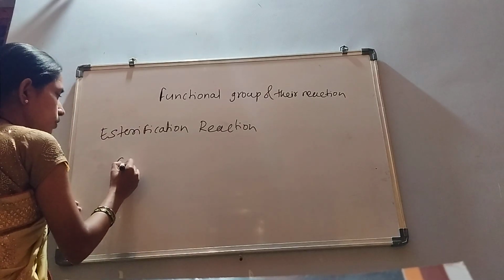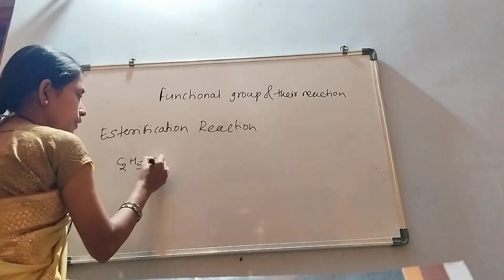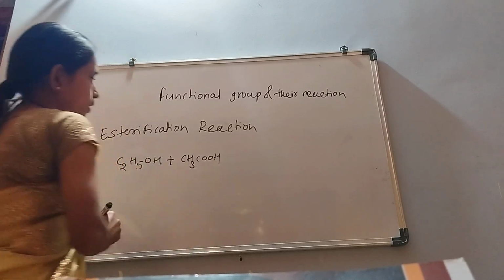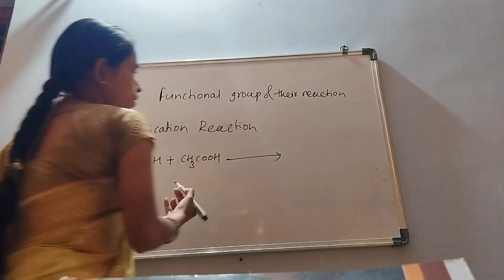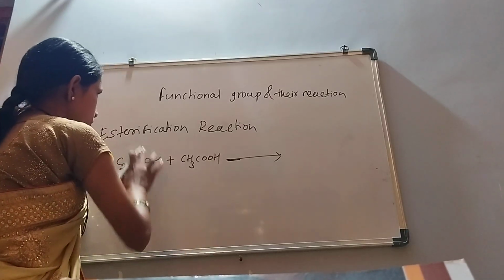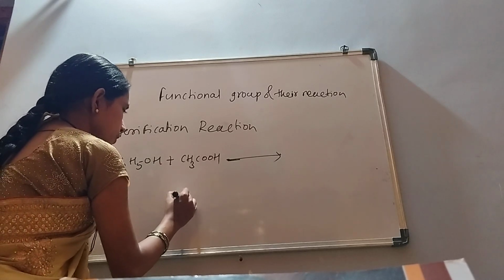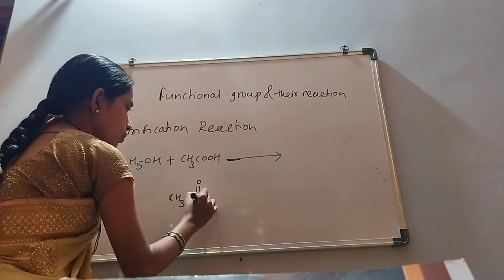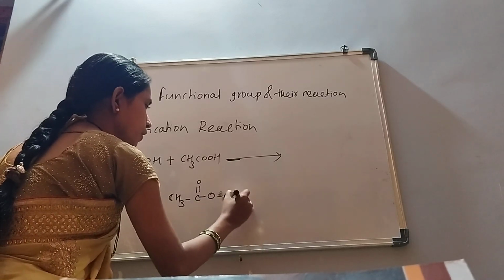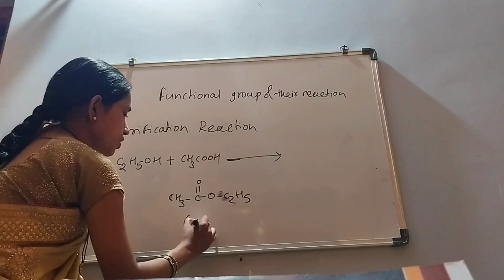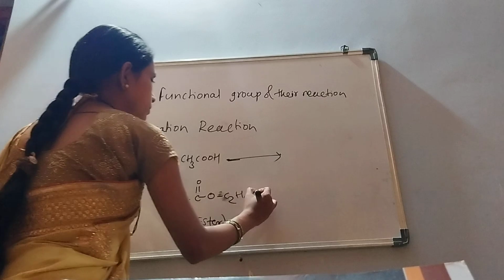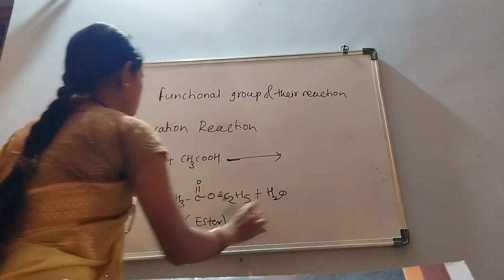In this case, ethanol C2H5OH is reacting with acetic acid or ethanoic acid, and there is no reagent here. The compound formed is an ester, CH3 C double bond O, then C2H5. This is a sweet smelling agent, that we call an ester. Then H2O will be there as a byproduct.